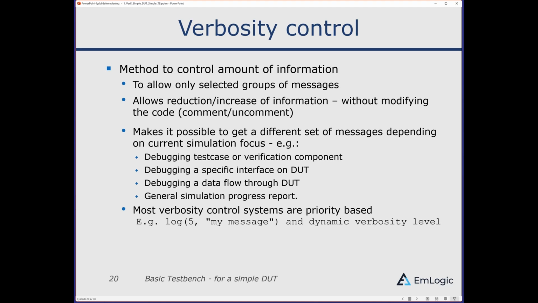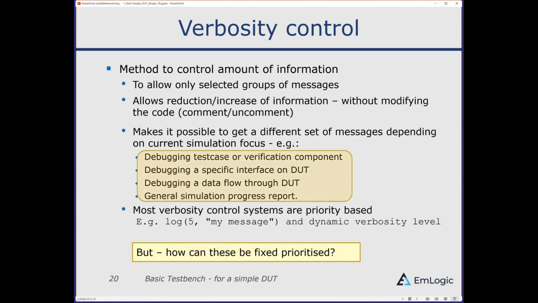This makes it possible to get a different set of messages out of your system depending on what you're doing at the moment. So for instance, it could be that I'm debugging one specific interface on the device under test. And for that case, I need totally different information, really detailed information from my simulation compared to when I'm debugging a lot of data flowing through my device under test at a later stage in my verification.